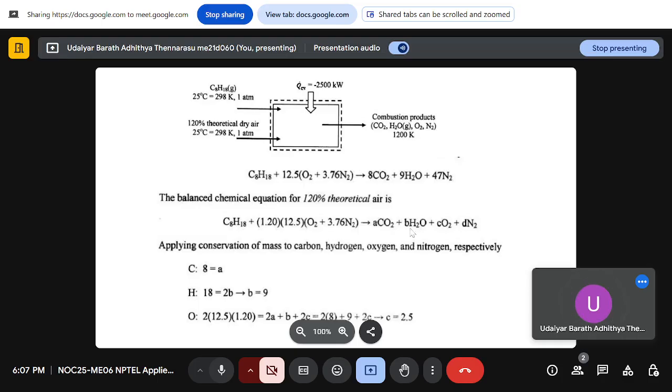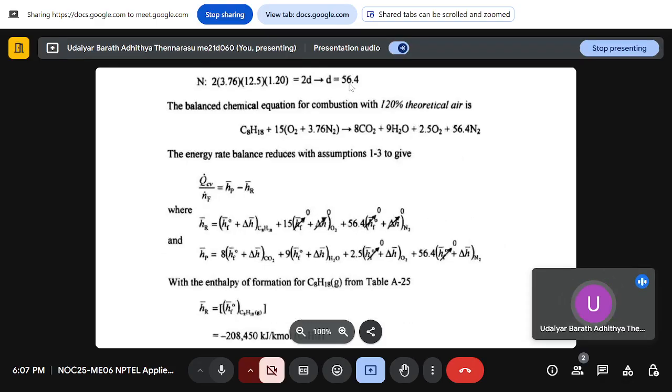So we'll get 2.5 into 12.5 into 3.76 as D, which is 56.4. So this is how the chemical equation looks for combustion with 120% theoretical air. We'll have 1 mole of C8H18 reacting with 15 moles of O2 plus 3.76 moles of nitrogen, which gives 8 moles of CO2, 9 moles of water, and then 2.5 moles of oxygen plus 56.4 moles of nitrogen.